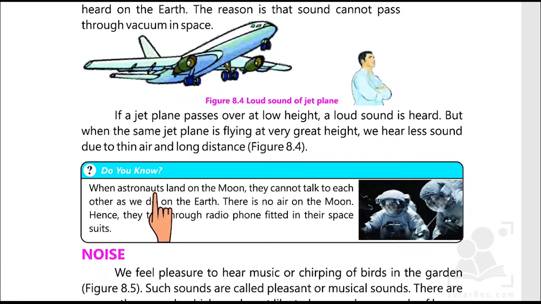So kids, do you know when astronauts land on the moon, they cannot talk to each other as we do on the earth? The reason is there is no air on the moon. Hence, they talk through radiophones fitted in their space suits.